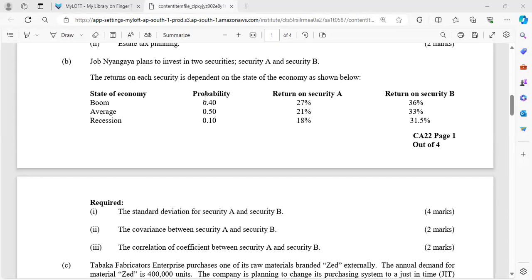So when you look at the question, it is very similar to what we did in our class. The examiner is asking about a very simple concept which we have discussed in class, the standard deviations of two securities. When you are dealing with these kinds of questions, it is just like how you put your money. You don't put all your eggs in one basket. So you have to diversify the risk.